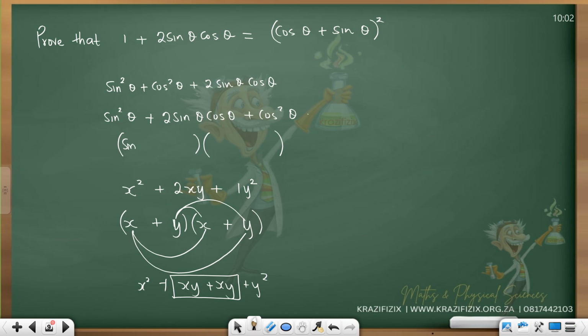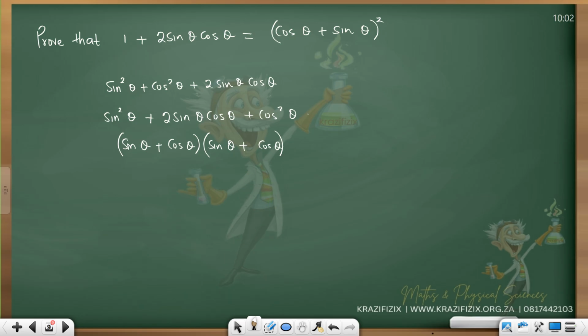So if I want sine squared theta, I'll say sine theta multiplied by sine theta. If I want cos squared, it will be cos theta multiplied by cos theta. Oh, beautiful. And what do you notice? Do you notice that it is simply sine, since it's the same bracket? Oh, we are done. Lovely.